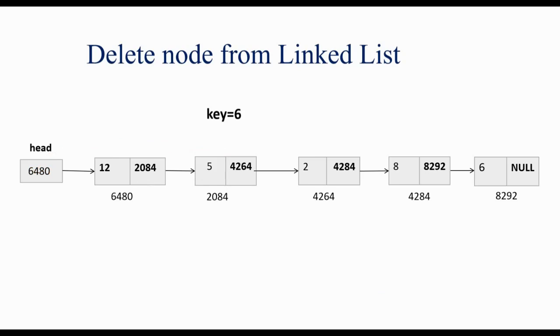Now we will see the other case, that is when the node is not the first node. For example, here I have given key equal to 6. So first thing we need to have a pointer temp. I assign temp equal to head and temp is pointing to the first node. Now the next step is to check whether the temp.data equal to key. Here temp.data is not the value which we passed.